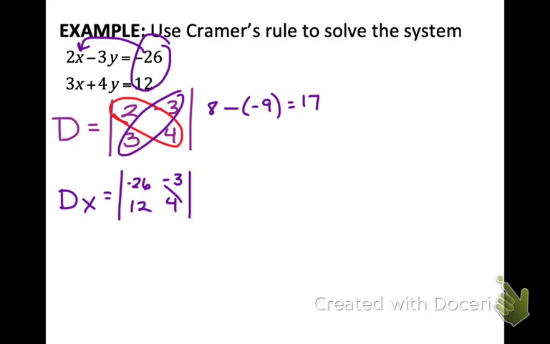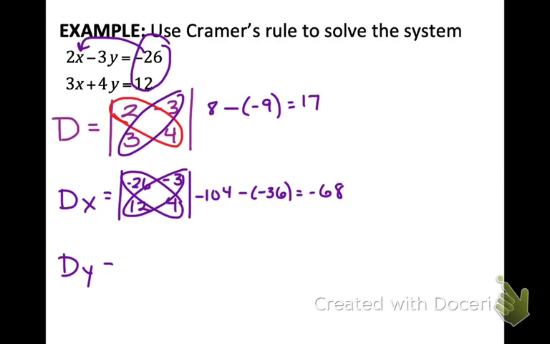Okay. So -26 times 4 is -104 minus a -36, so -104 plus 36 is -68. So when you put those in, we don't put it in for x, you put it in to replace the elements in the first column. The way that I remember it is when I'm solving for x, I put it in the column that represents the x. So you're not putting it in place of x.